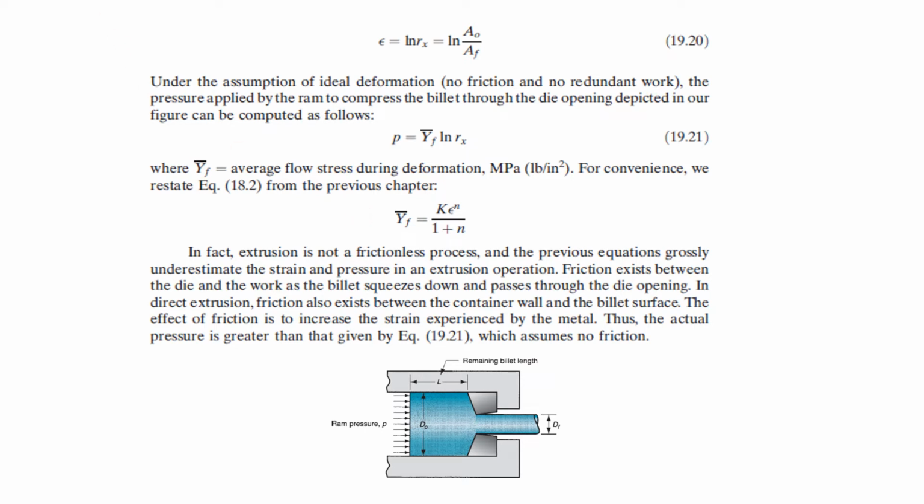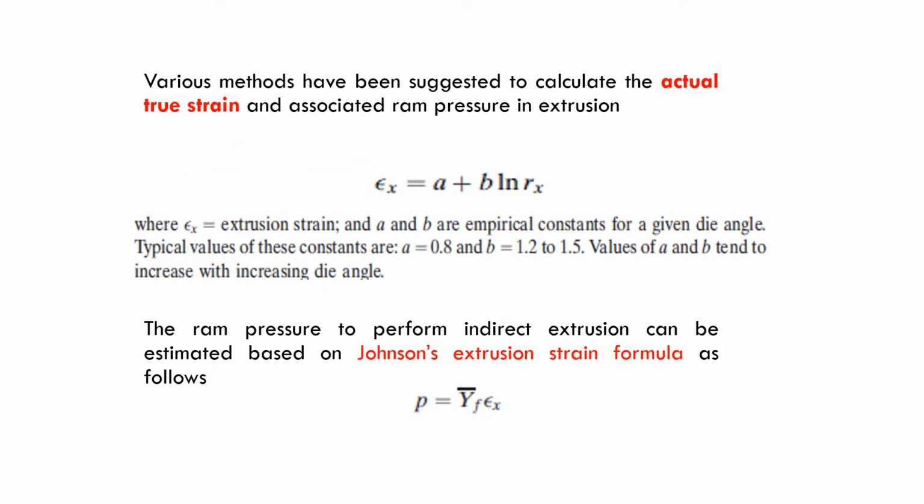Okay, so if we consider the friction and all, we have to use the equation given here, which is epsilon x equal to A plus B ln Rx. A and B are usually given. It is an empirical constant for the given die angle. So normally the constant will be A equal to 0.8 and B is 1.2 to 1.5. The A and B values tend to increase with the increasing of the die angle.